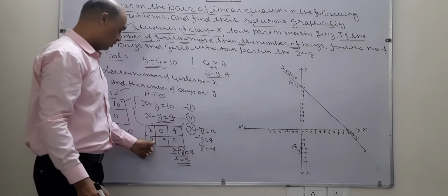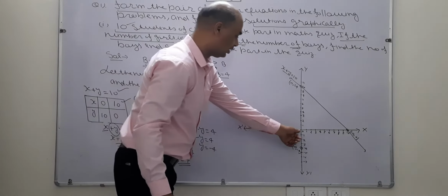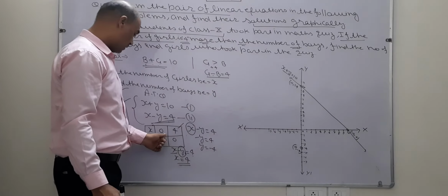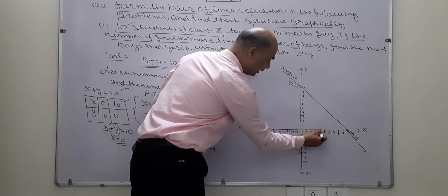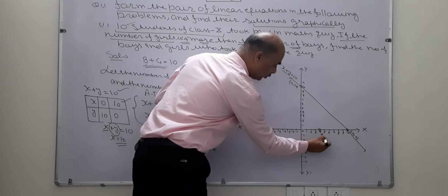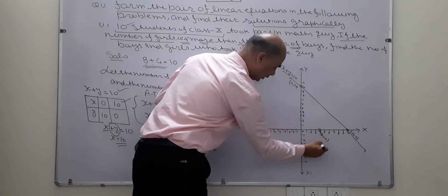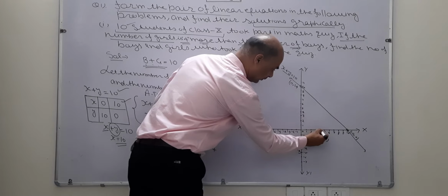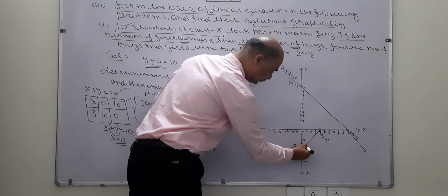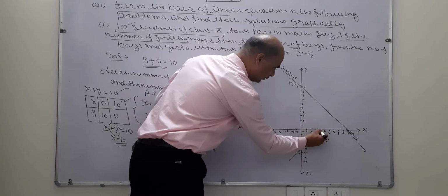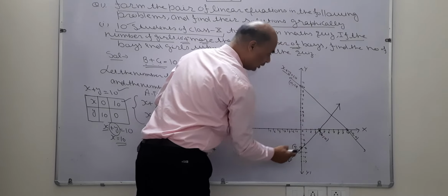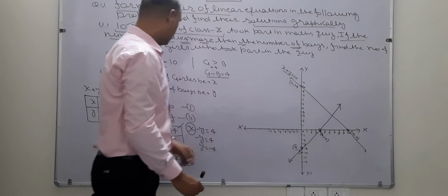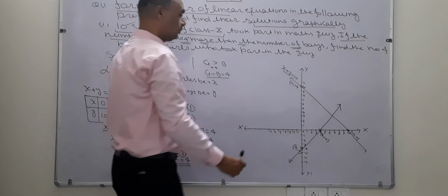After that, y is 0. At this point, y is 0, and the x value is 4. Where is x value 4? At this point. Here x is 4. So the coordinates become (4, 0). Now I am going to join these 2 points. Extend this line. Now see, this is the graph of x minus y.